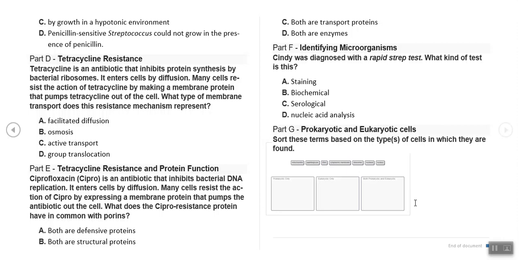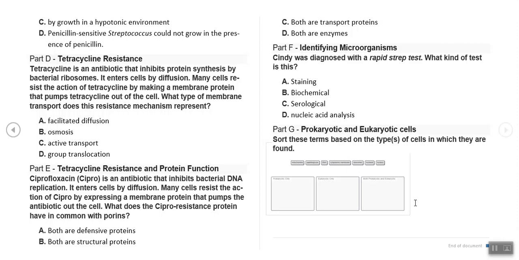Well, it's moving things, so it's not defensive, because you're not actually eliciting an immune response. It's not structural either, so porins aren't structural. They don't help to maintain the integrity of the membrane or the structure. They don't hold things up. However, they are both moving things in one direction or another, so they are transport proteins. They're not the type of proteins, letter D, that are both enzymes. They're just moving things from one area to the next. So letter C, they are both transport proteins.